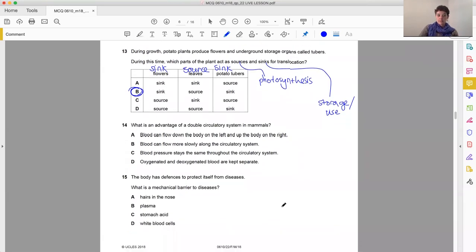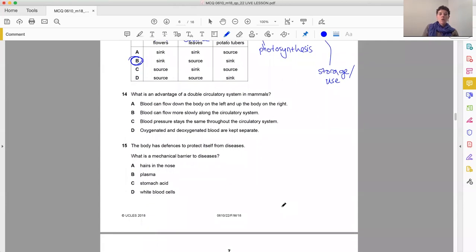Question 14. What is an advantage of a double circulatory system in mammals? Blood can flow down the body on the left and up the body on the right. I don't think so, because if that were true, then our right foot would never get any blood. Blood can flow more slowly along the circulatory system. No, we don't want it to be flowing slowly. We want that blood to be efficiently getting to our tissues.